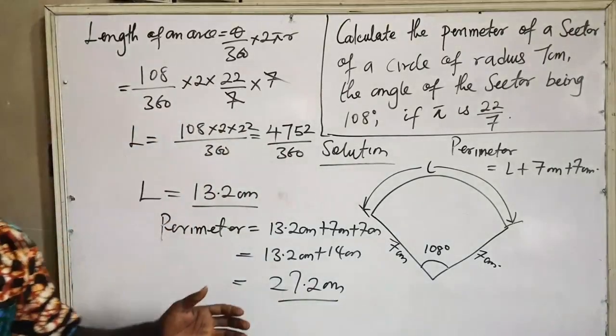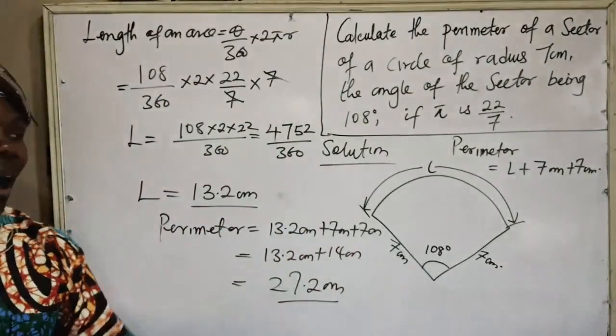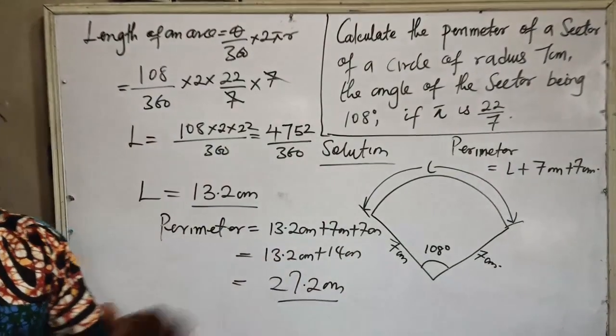So this is how to find the perimeter of a sector. So thanks.